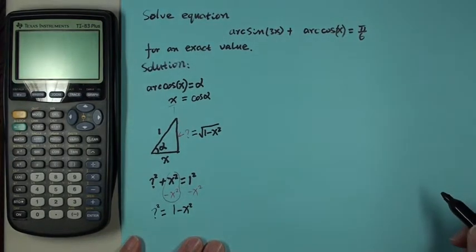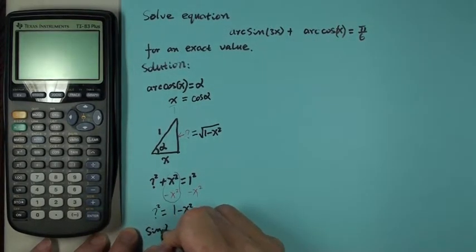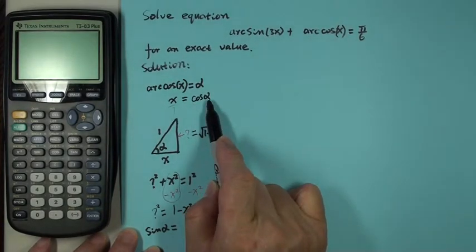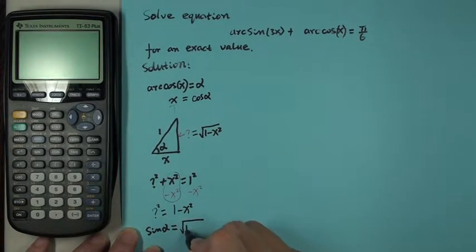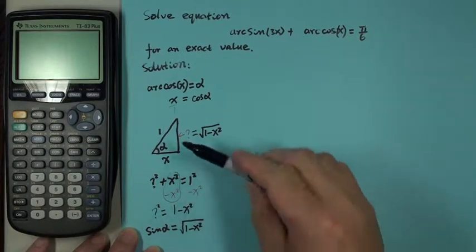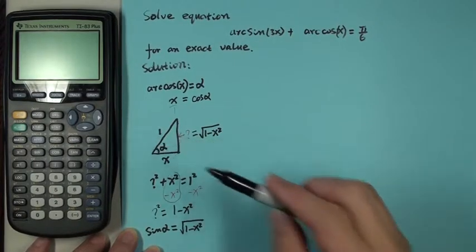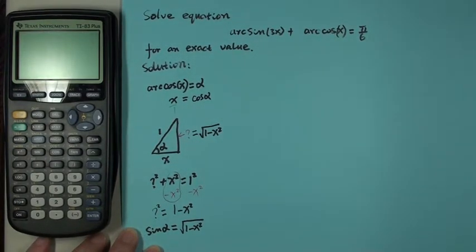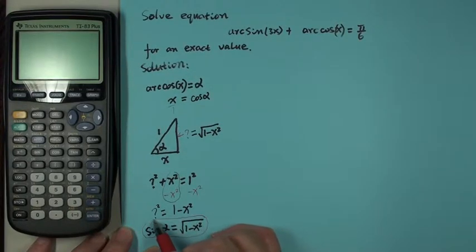So from here, what can we get? We can actually find out sine alpha. We have cosine alpha is x. Then sine alpha is radical 1 minus x squared, opposite side of alpha over hypotenuse. Hypotenuse is 1, so we don't need to write it. Yeah, this is a very important one. Sine alpha is radical 1 minus x squared.